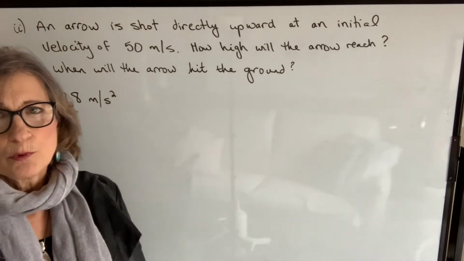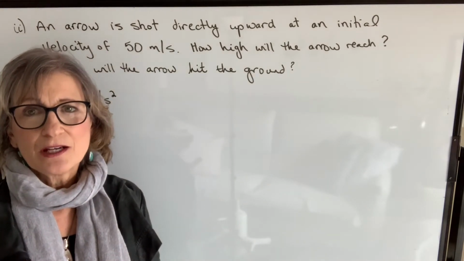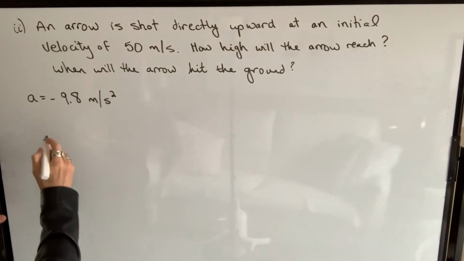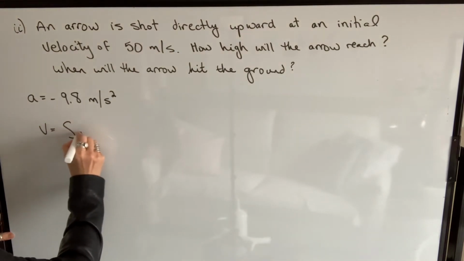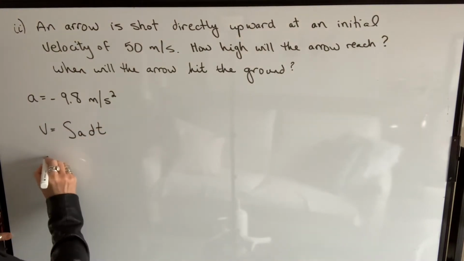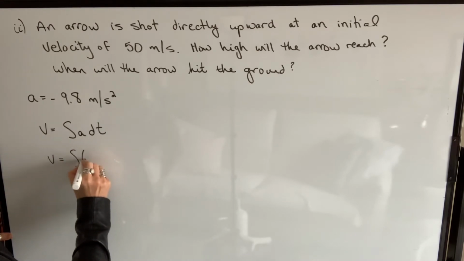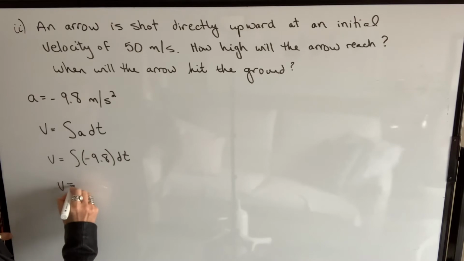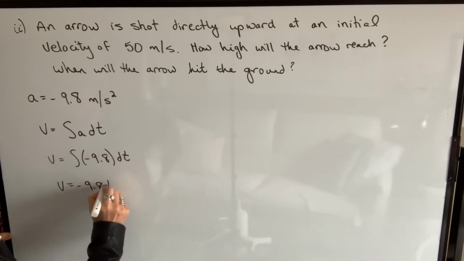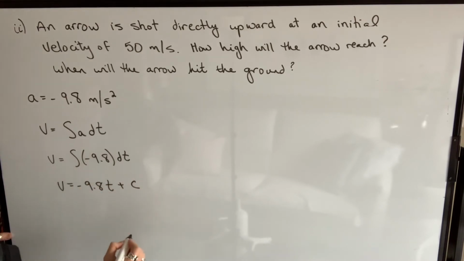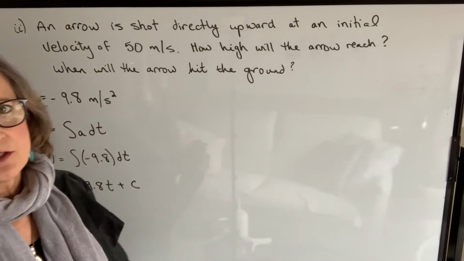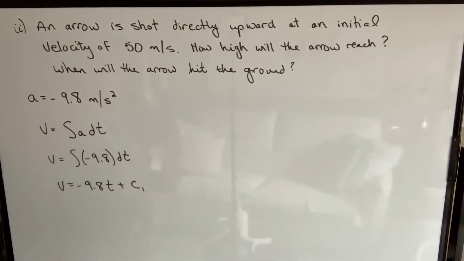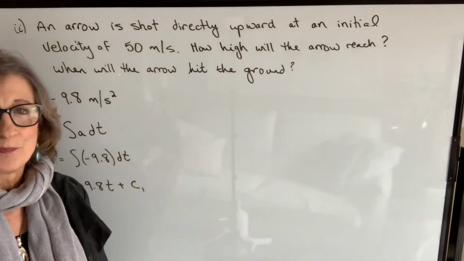So we're going to start with the acceleration, and we're going to then find the function for velocity. Remember, velocity is the integral of acceleration. So velocity will be the integral of negative 9.8 dt. So velocity will be negative 9.8 t plus a constant of integration. Since we're going to be doing integration again, I'm going to call this constant C1. You might also want to call it V sub 0.